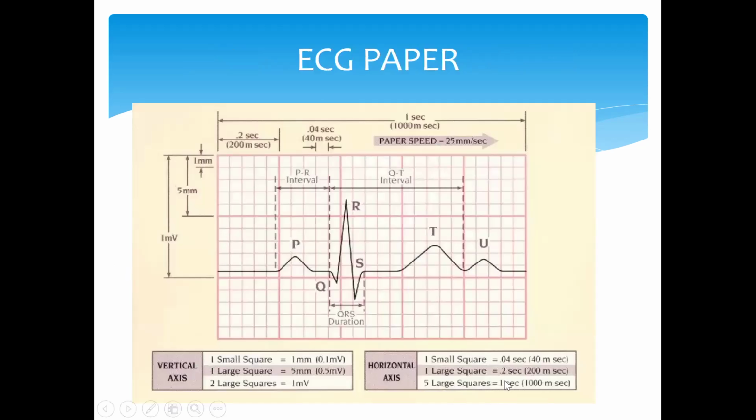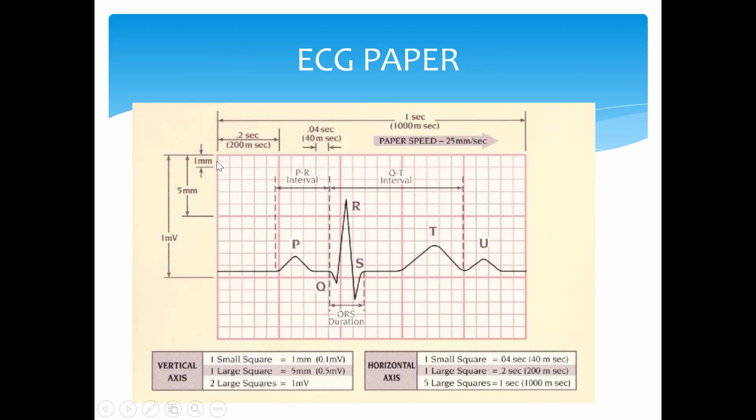This is the ECG paper. These are the grid lines. This one small square is the small box. And then the bold lines, this is the large box. And that is 1, 2, 3, 4, and 5. These are 5 large boxes, and that is equal to 1 second or 1000 millisecond. The duration of one large box is 0.2 second.